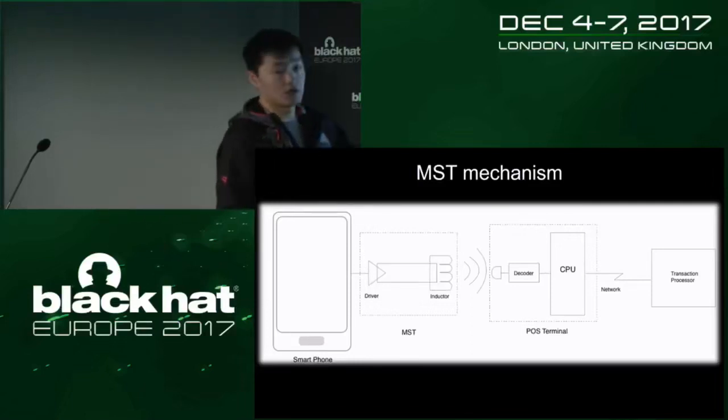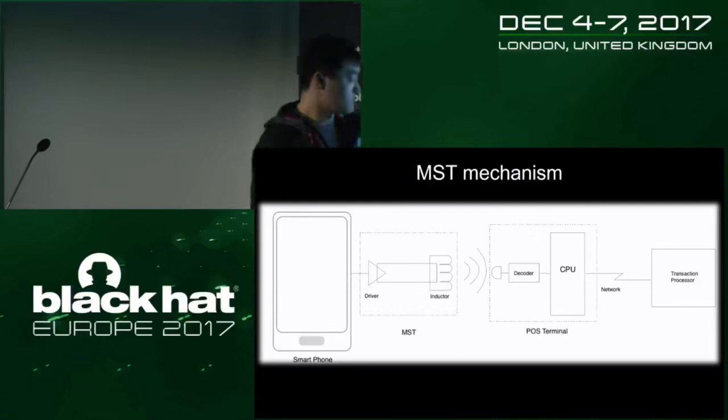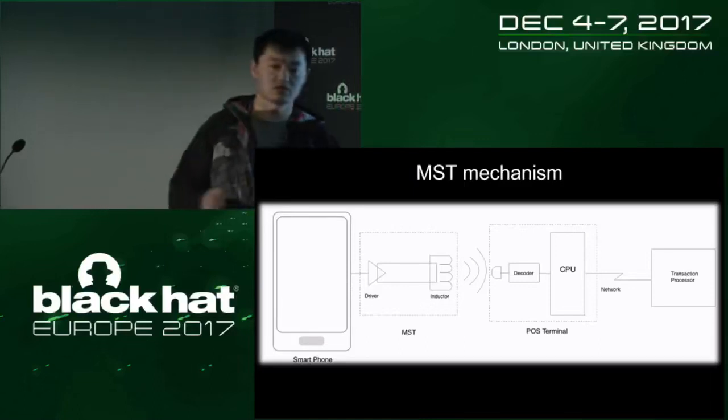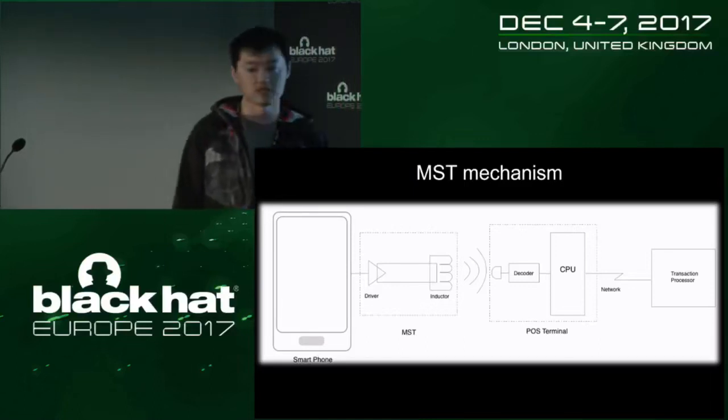If a smartphone is equipped with an MST device, the smartphone passes the data to the driver inside the equipment, and the driver generates a signal depending on your data. The POS terminal captures the signal, decodes it, does some calculation, and then transfers it to the transaction center. That looks normal, the same as a traditional transaction.